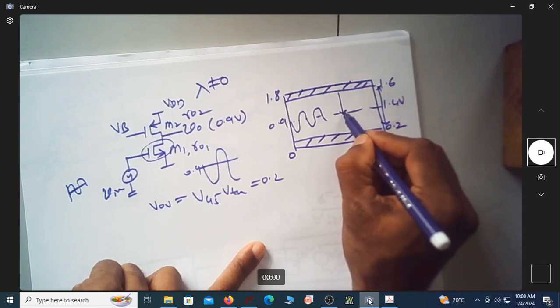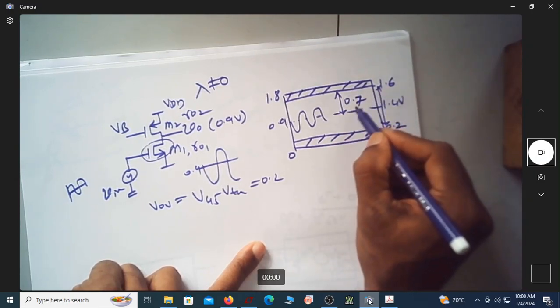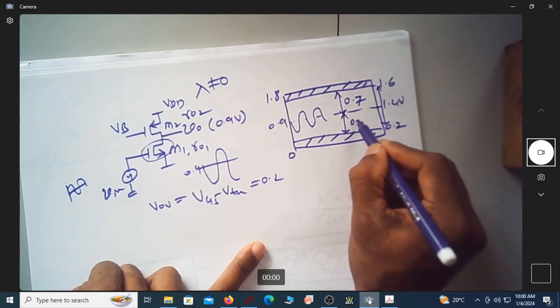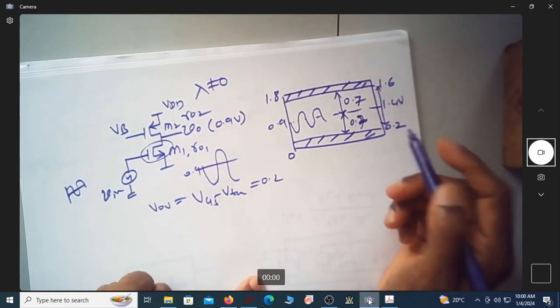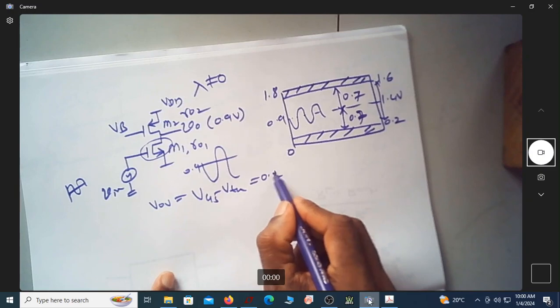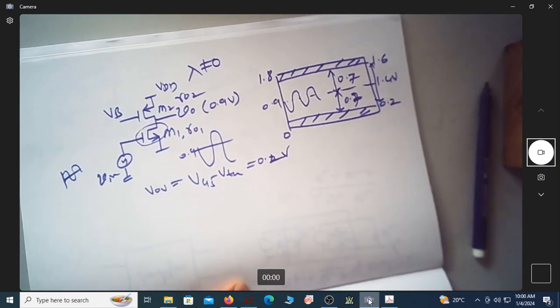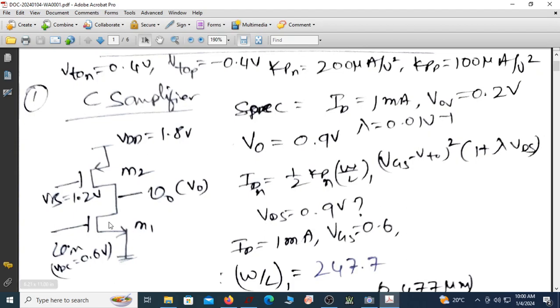So you have 0.7 volt swing on each side, almost a 1.4 volt swing available, because we are assuming VOV of 0.2 volt. So let us go back to this and try to find out the W/L of these devices. We know this is the expression for drain current in the saturation condition with lambda non-zero.